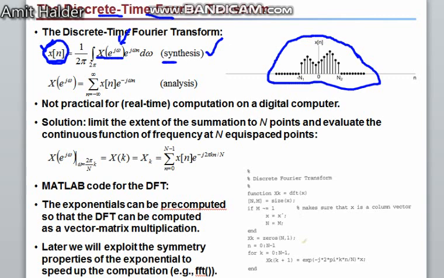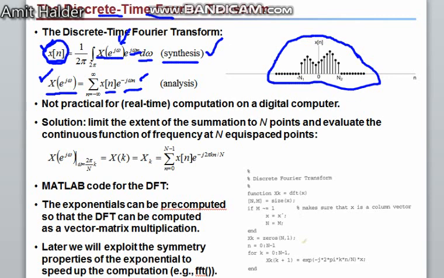So there is a synthesis type of equation. After the synthesis, you will find this. That is the transformed value, the capital X of e to the power j omega, equal to summation from minus infinity to plus infinity of x of n e to the power minus j omega n. Here you can see e to the power j omega n d omega. After converting that, you will get e to the power minus j omega n. There is no use of integration here. Here you can see there is a use of summation.